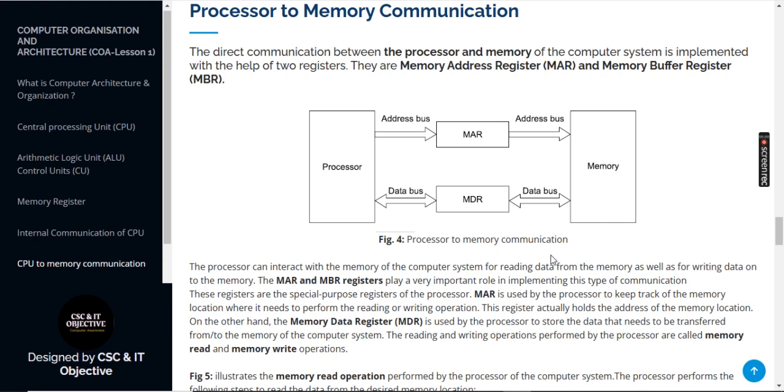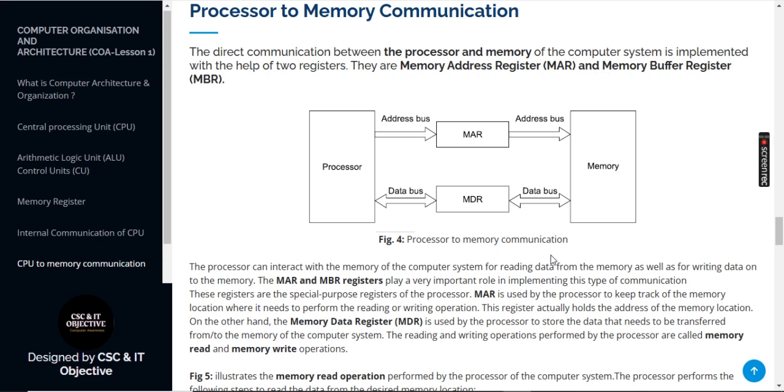Now we will discuss processor to memory communication. The direct communication between the processor and memory of the computer system is implemented with the help of two registers. They are the memory address register and the memory buffer register. The processor can interact with the memory for reading data from the memory as well as for writing data onto the memory.